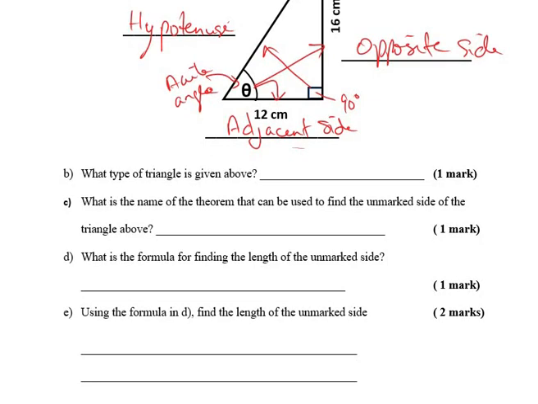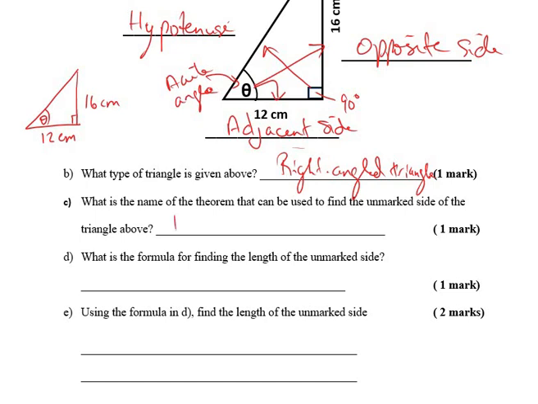What type of triangle is given above? Well, it's a right angle triangle first off. Now, what is the name of the theorem that can be used to find the unmarked side of the triangle? Now, if you have a right angle triangle, guys, and you have the measurements, let me draw it the same way. Now, as I was saying, if you have a right angle triangle and you're given two sides, to find the third side, you use what's called the Pythagoras Theorem. That's it for 1 mark.